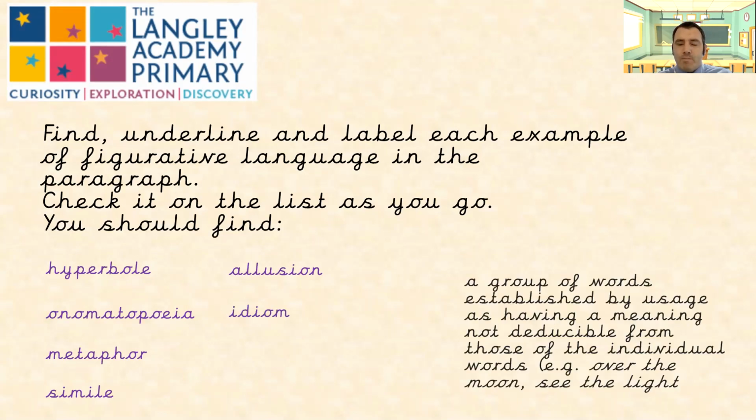An idiom, a group of words established by usage as having a meaning not deducible from those of the individual words. For example, over the moon. It's impossible to actually get over the moon without getting into a spaceship and flying there. See the light. Well, you can't see without the light. So that's the idea. It's not obvious what we're trying to describe.